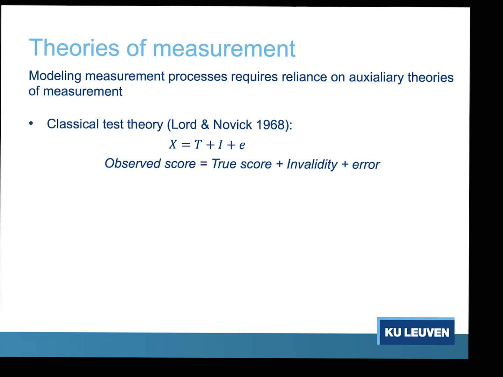And so I think it's useful to keep in the back of our minds that whenever we observe something, there's the risk that we have invalidity and error. And so if we want to model measurement processes statistically, the whole idea is that you try to separate, to the extent possible, the true score from these sources of error.